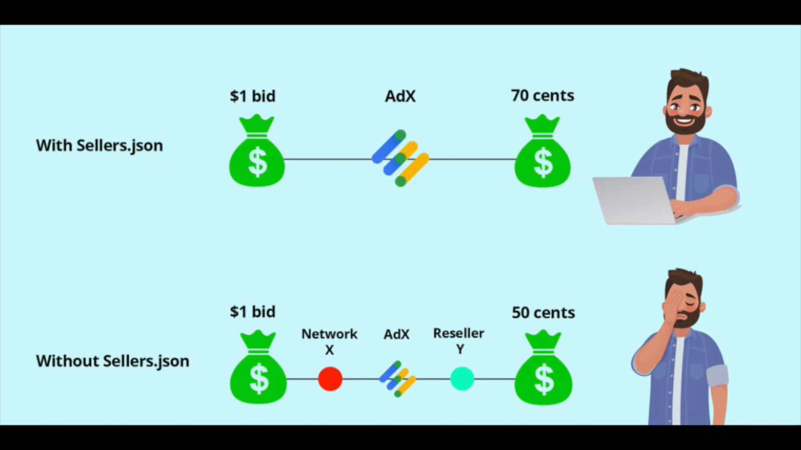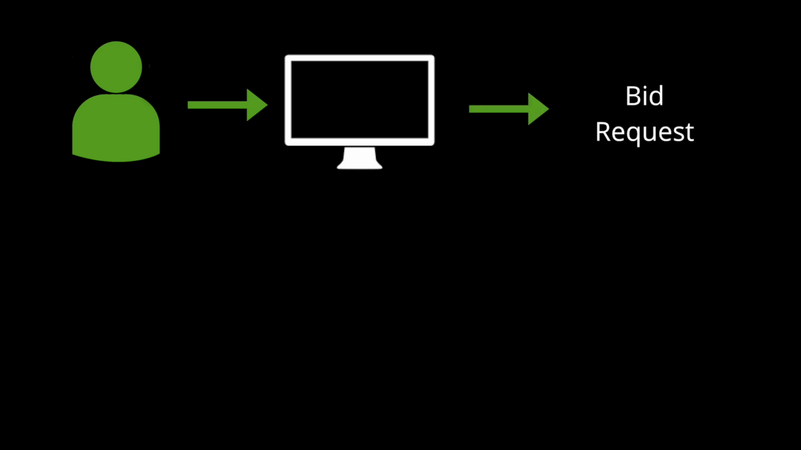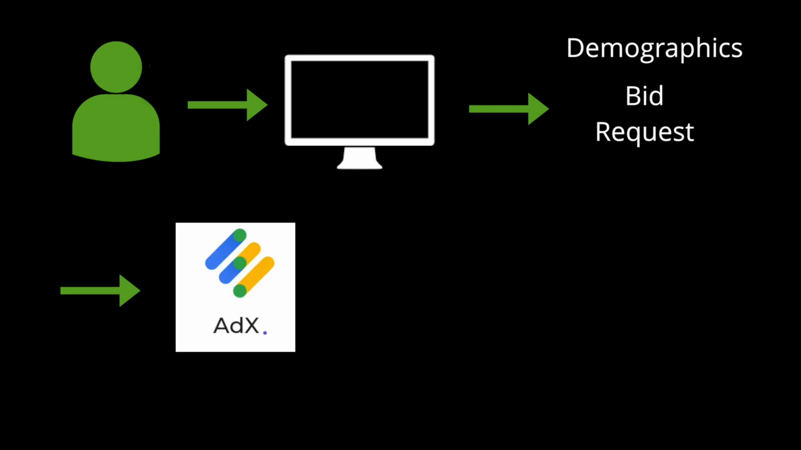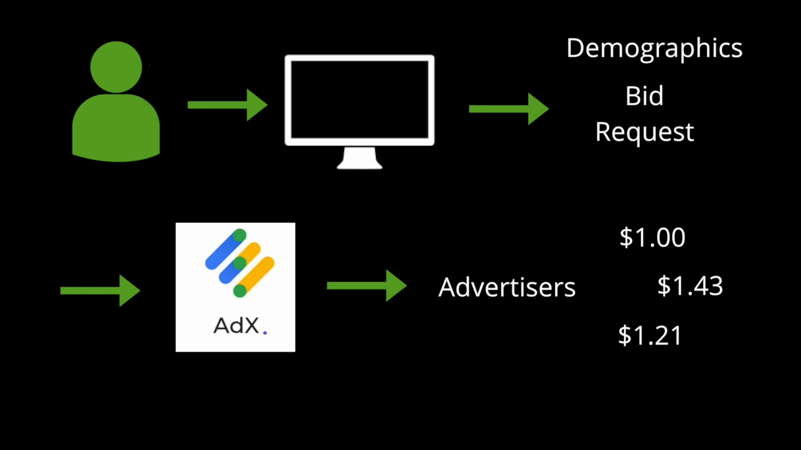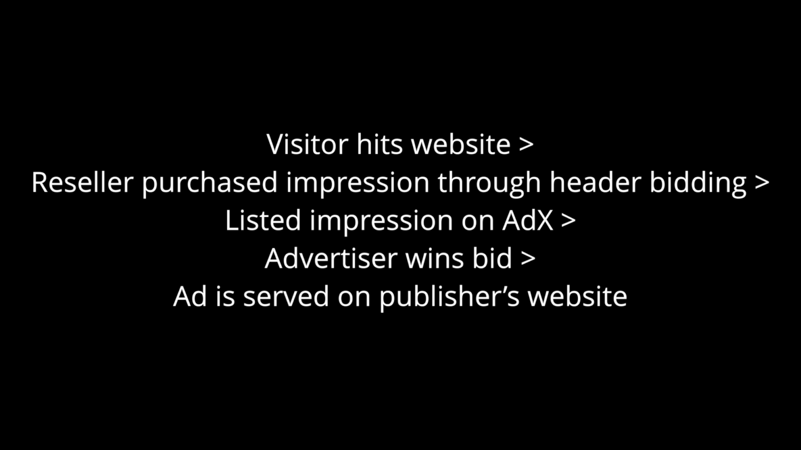Sellers.json is important because it creates more trust on the seller's side. Let's take a look at two different scenarios in the buying and selling process to illustrate why Sellers.json is important. In scenario 1, let's say a visitor hits a publisher's website. This action triggers a bid request. The bid request carries user data that may contain things like demographics. This, along with retargeting for browsing history and more, goes to the ad exchange, Google's ad exchange for this example. This data gets passed to all the advertisers, and they all place bids in real time. The advertiser with the highest bid wins.